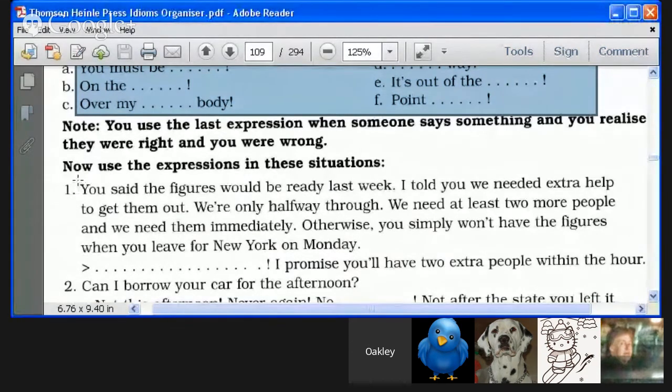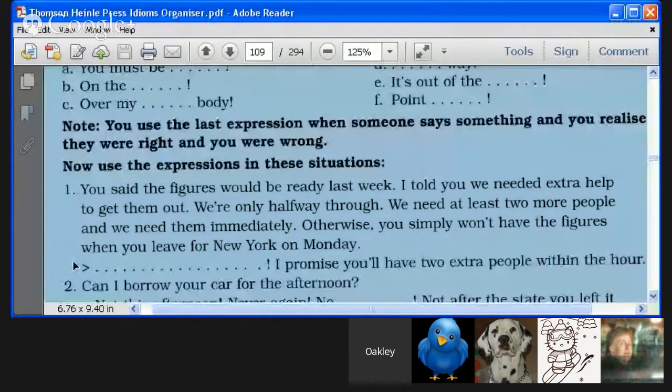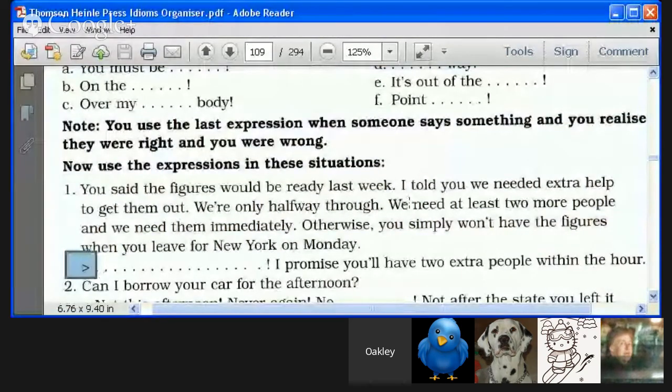So, Nadair, you said the figures would be ready last week. I told you we needed extra help to get them out. We're only halfway through. We need at least 2 more people, and we need them immediately. Otherwise, you simply won't have the figures when you leave for New York on Monday. Okay, you might reply with, what might you reply with after this long lecture from a boss-type person?